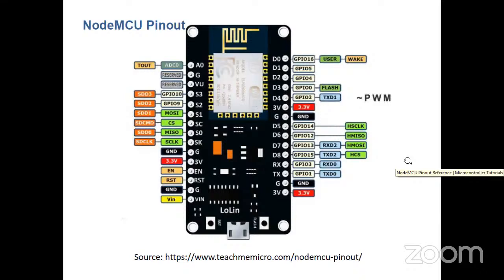For example, we can see that some pins have written SCL, MISO, CS, and SDCLK. So these are different protocols that we saw in previous slide. That is for UART and the other protocols like I2C. So these pins are multifunctional and can be used for other purposes also.